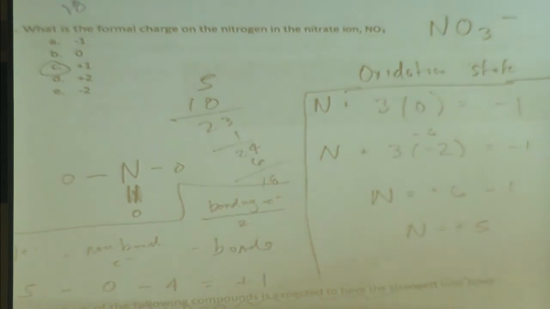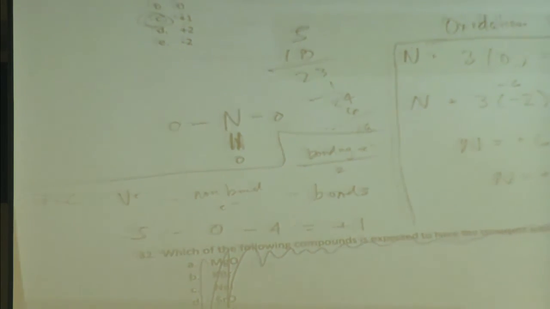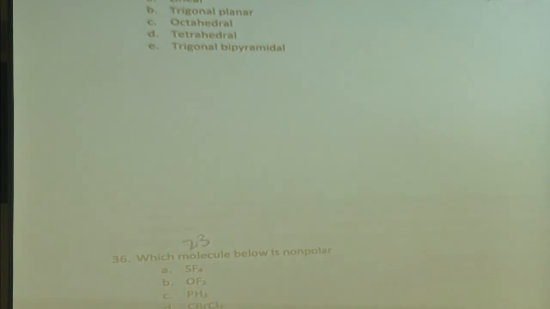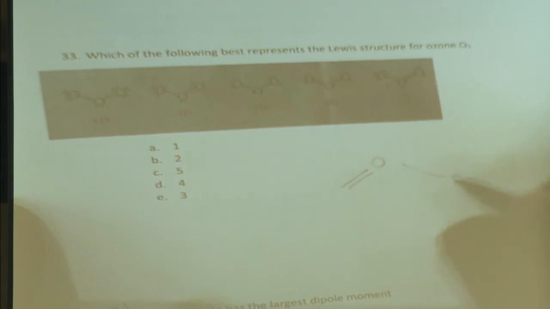It is not -1. It should be +1 because we have 5 valence electrons, 0 non-bonding electrons, and then 4 bonds, or we have 8 bonding electrons divided by 2 is 4. So 5 minus 0 minus 4 is +1. I kind of saved this one for you on your own. We did ozone earlier, and we already talked about it. It looks like this, and that's this one right there. So the answer is 5.